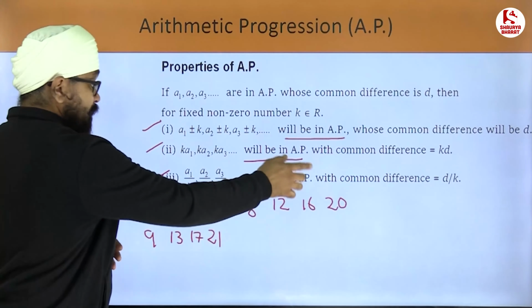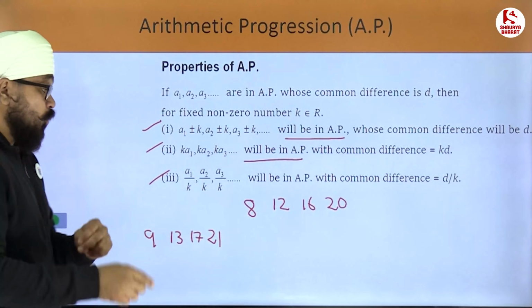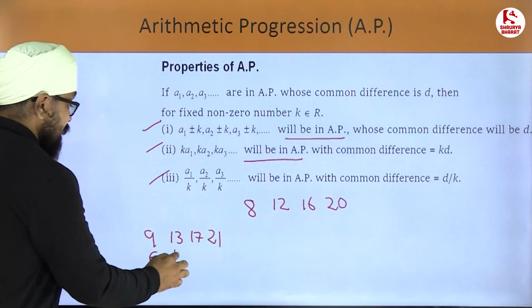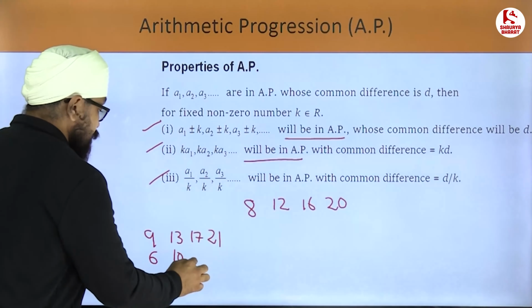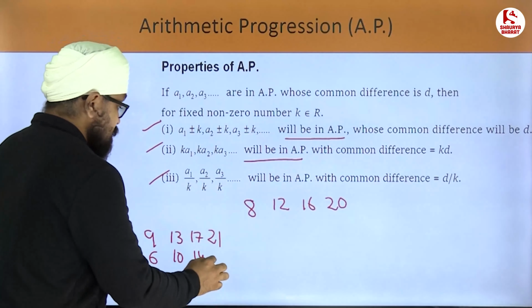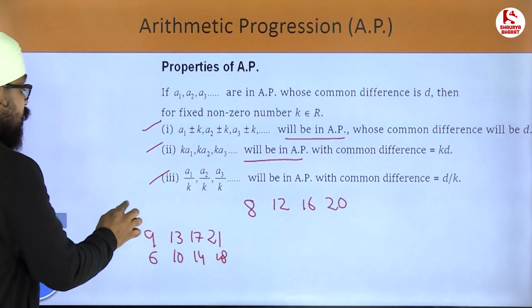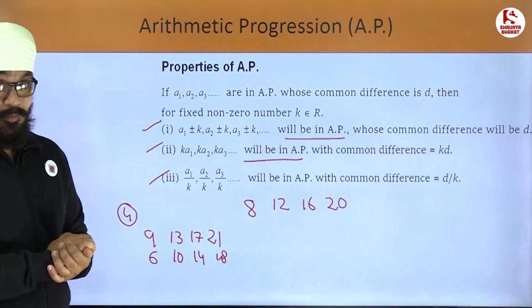And if I subtract, say now I am subtracting 2. From 8 if I subtract 2 we will get 6, subtract 2 we will get 10, subtract 2 we will get 14, subtract 2 from this we will get 18. Again you will see the common difference is again 4. There is no change in the common difference.